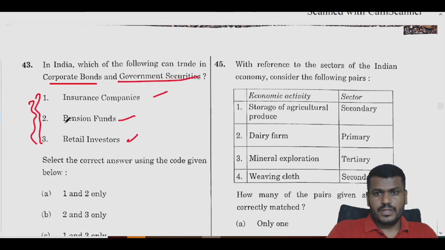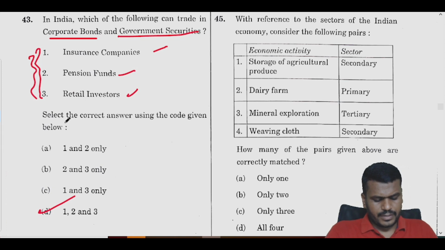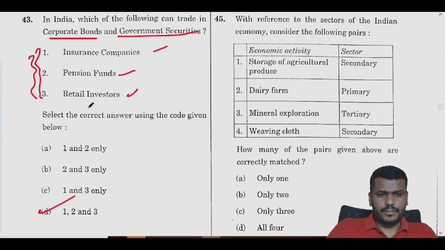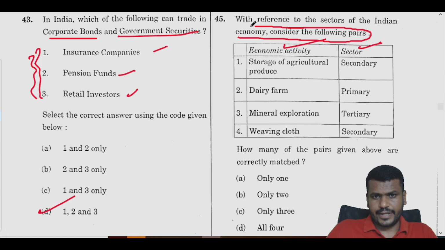Next, the 45th question will definitely be a basic one, guys. A basic question on economic activity and sector. That's why I always tell students to read the NCERTs of economics and all the other subjects. If you read NCERTs with the stories they have given, that is really nice, guys. Storage of agricultural produce, they have given as secondary sector, but this comes under the tertiary sector. You can read it in NCERT, it's clearly mentioned, guys. That's why always give importance to your NCERT, read it properly, spend time and analyze it.